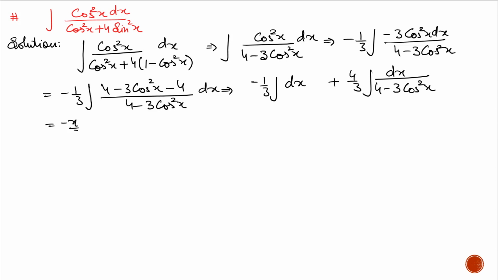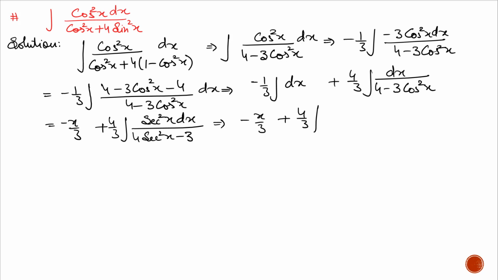In second part divide numerator and denominator both by cos square x, and we get sec square x dx in numerator divided by 4 sec square x minus 3, and now convert sec square x into 1 plus tan square x in denominator. So we have minus x by 3 plus 4 by 3 sec square x dx divided by 4 in bracket 1 plus tan square x minus 3.